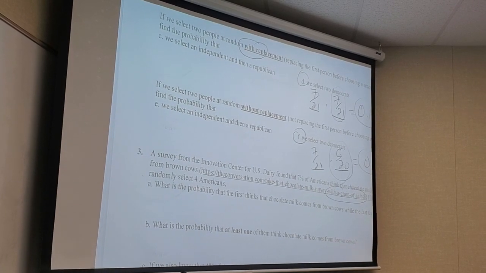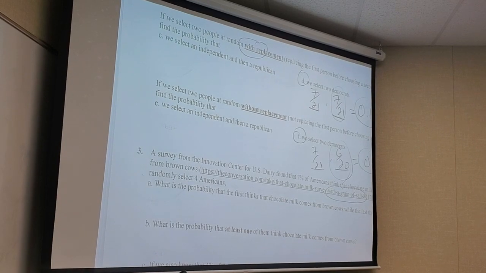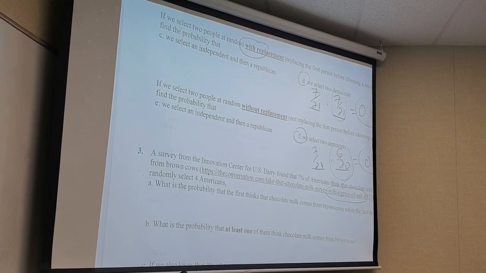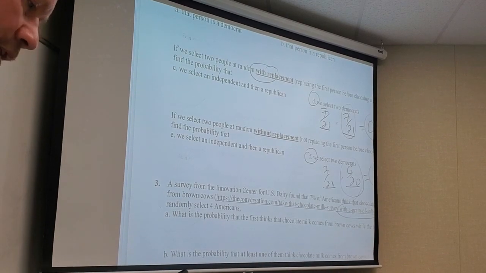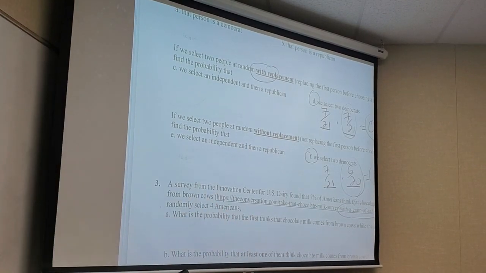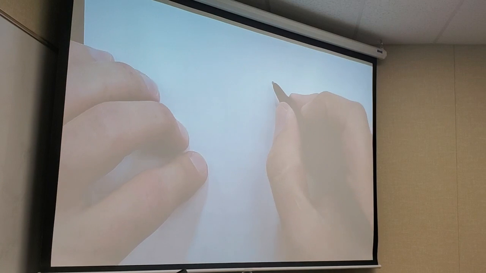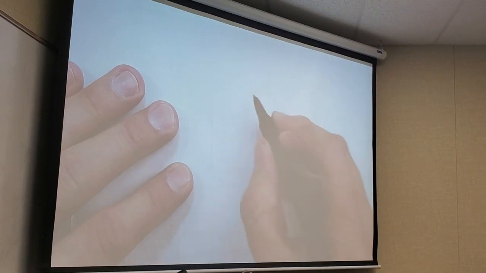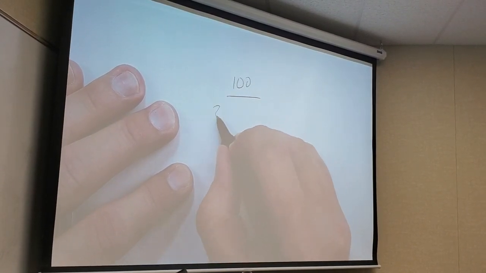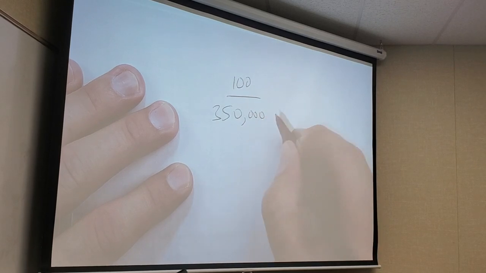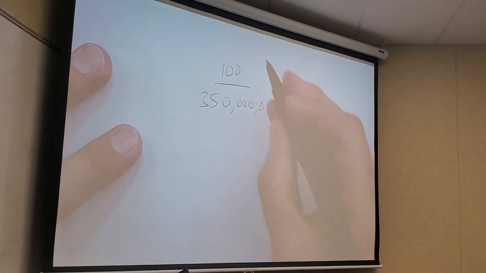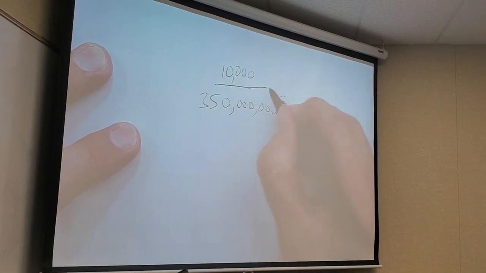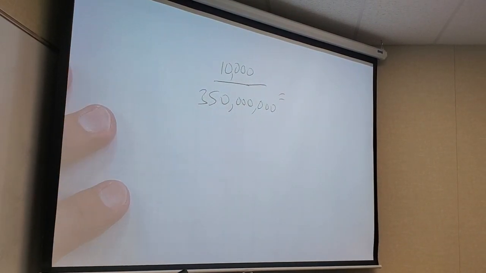Somebody help me out. What is the point, Jeff? I feel like half of 7 million leaving would be a big number. What is 100 divided by 350 million? Somebody help me out. Actually, let's do this. Let's make it 10,000. Yeah. 10,000 divided by 350 million.